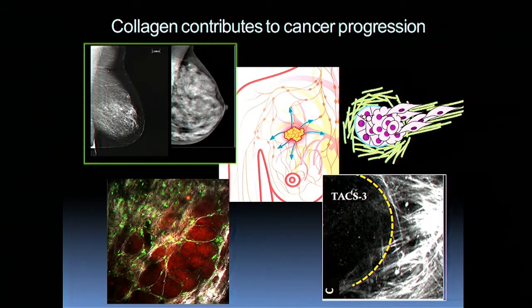So to summarize, in all the things I've told you, we have this dense breast tissue, but in part what's going on is increased collagen, and it's really not the amount of collagen or the amount of density, it's the structure, which then contributes to metastasis and inflammation.